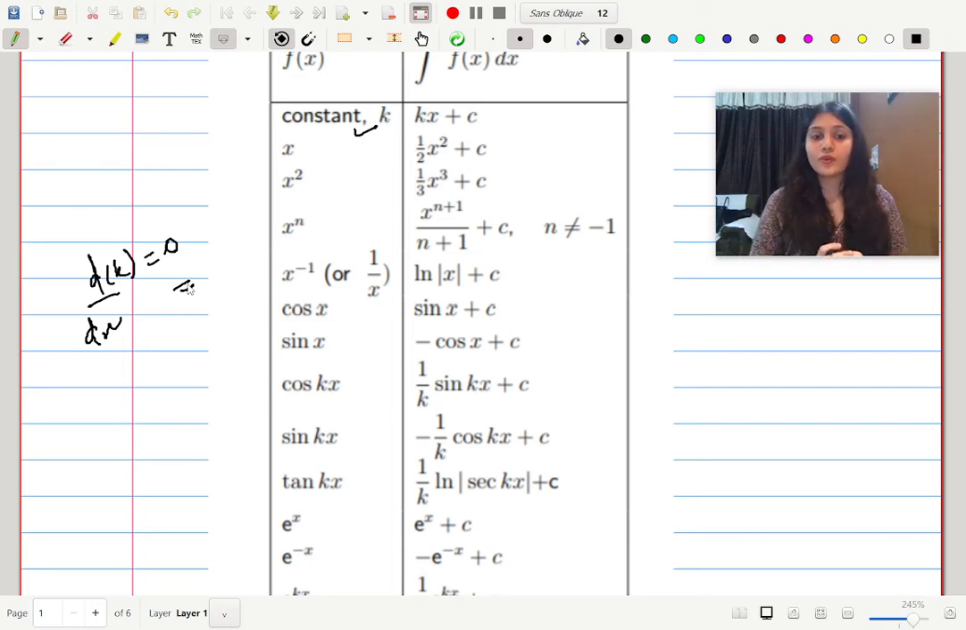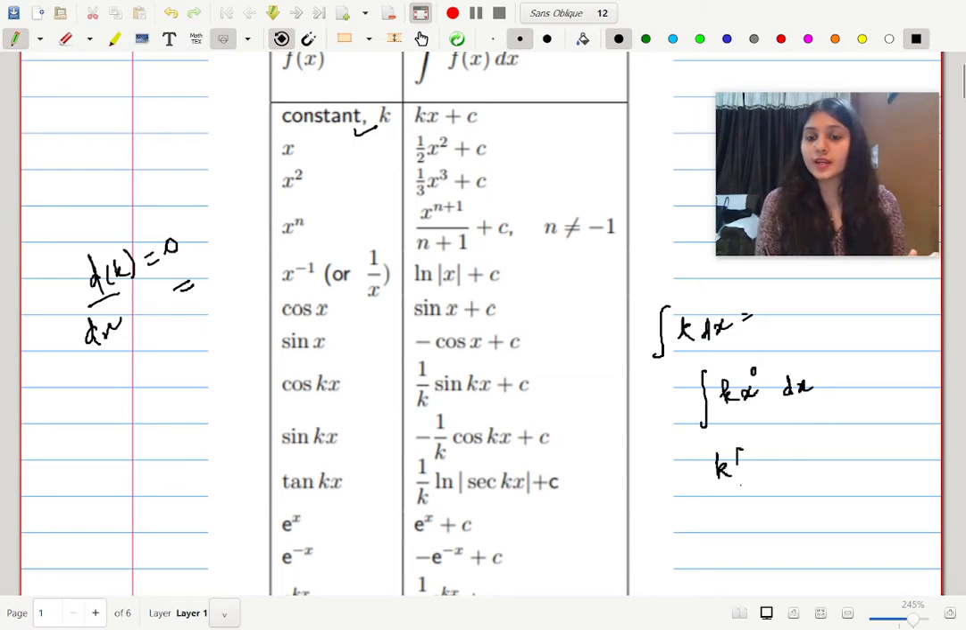Okay, so the value of change is going to be 0, so differentiation of a constant is always 0. But integration of a constant is what? Let's say we're going to integrate k dx. Now we can just write it as integration of k x to the power 0 dx, because if there's nothing, x to the power 0 is also 1, right? So we can just write it like this.